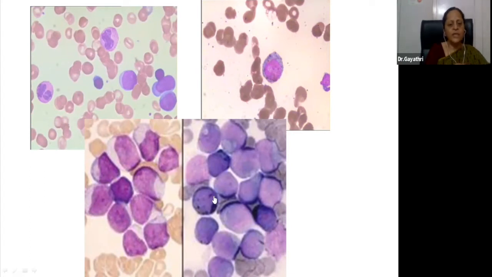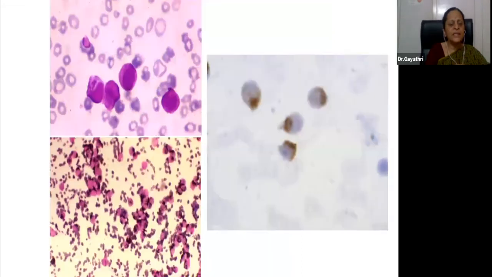But when there are no distinct features like that, it is safe to just call them blasts and not name them as 80% lymphoblasts, so many percent myeloblasts. If you do not see Auer rods, don't call them by any name, just call them blasts. But this is very distinctive. You cannot miss this. This is a textbook picture. If you come across an APML, you will never miss this. Once you've spotted them, you won't miss them ever.